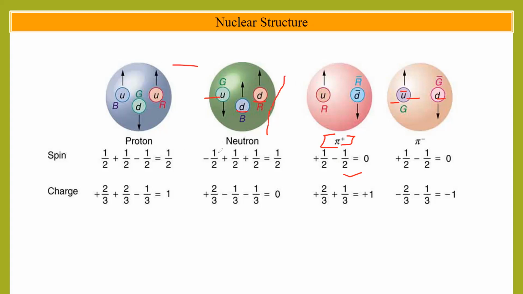Okay, now just change here a little bit. With this way we can calculate the charge, and with this way we can calculate the spin. Okay, so this is the basic nuclear structure according to quark theory.